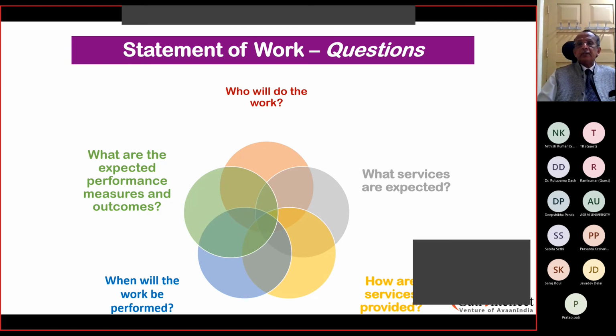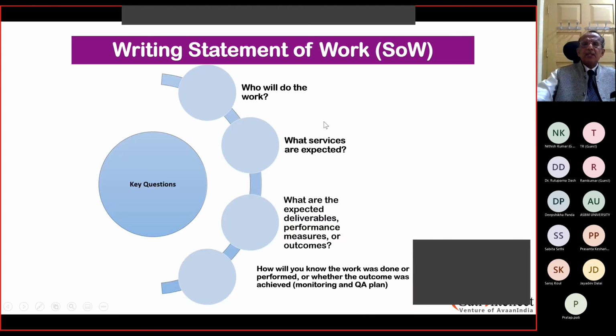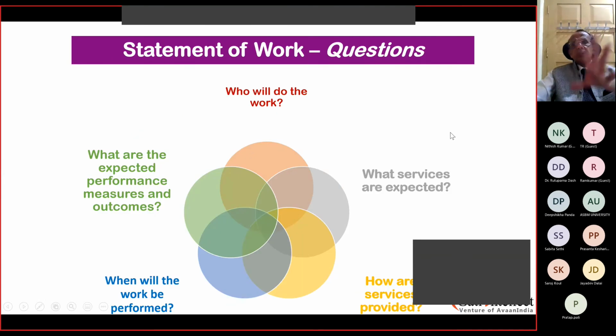Any questions? Is the statement of work clear? It's essential that you have a very clear statement of work. That's the starting point. And with this analysis, you can really break it down into smaller segments.